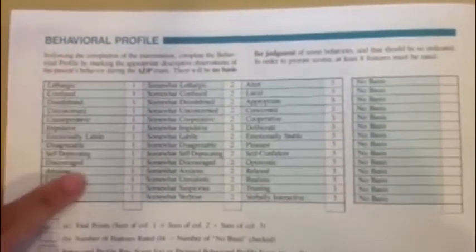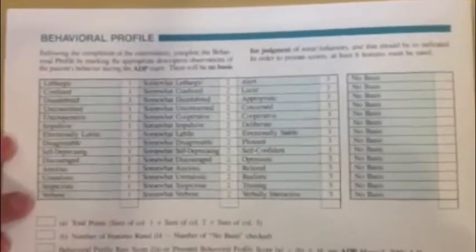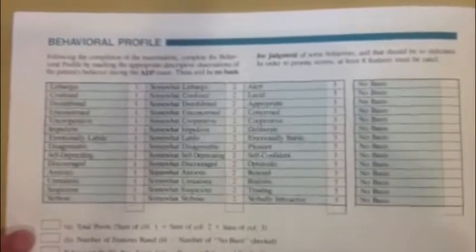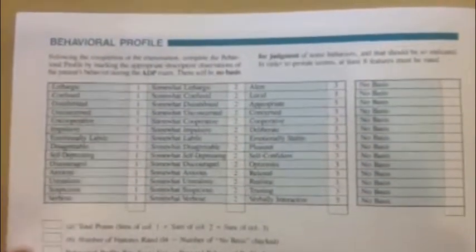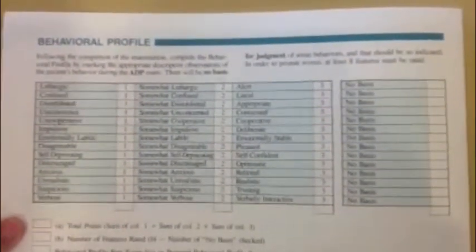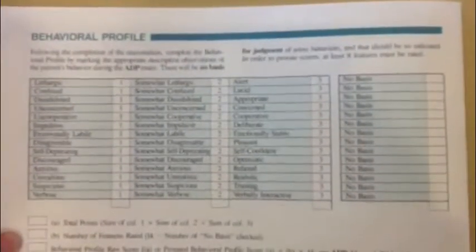You add the totals down here, and then you'll put the total points here. Then there are 14 categories, so you would subtract the no basis categories to see how many you actually tested. To get the behavioral profile raw score, you take the total points divided by the number of features you rated, and then multiply that score by 14.